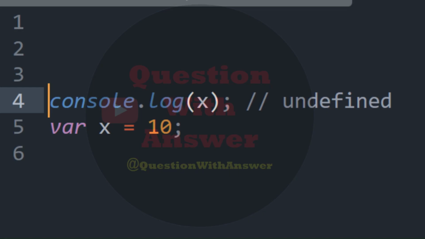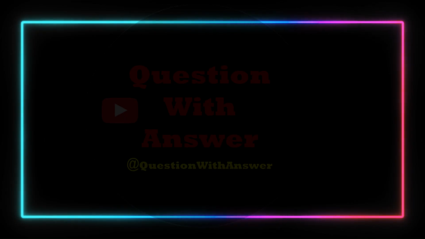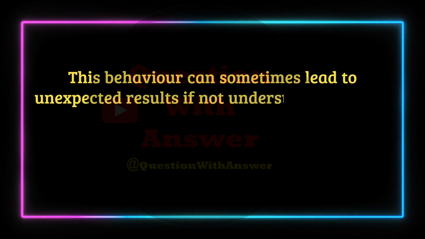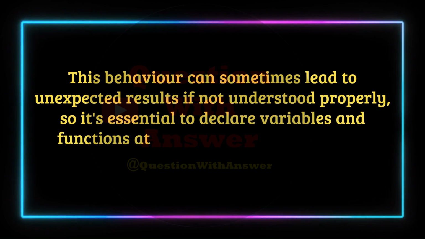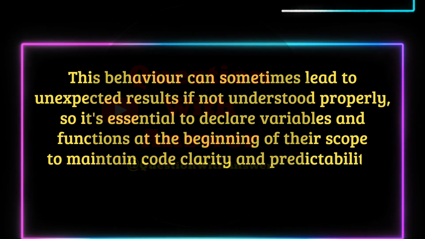For example, if you have written code like this in JavaScript, JavaScript will interpret it as showing on the screen. This behavior can sometimes lead to unexpected results if not understood properly, so it's essential to declare variables and functions at the beginning of their scope to maintain code clarity and predictability.